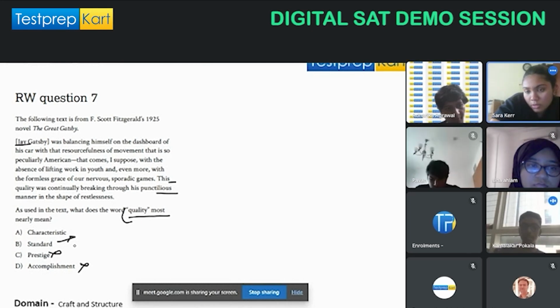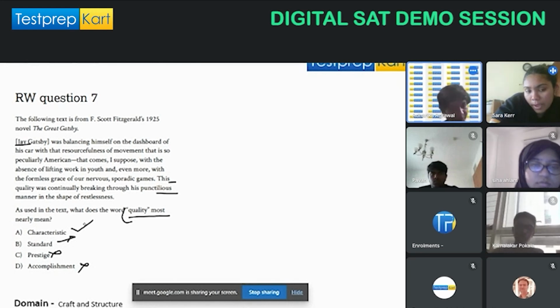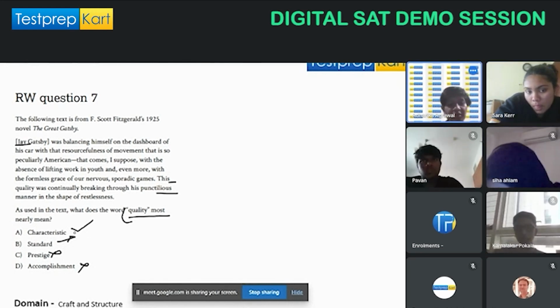Option A. All are going with A. Yeah. That means trait, right? And that trait was continually breaking through.